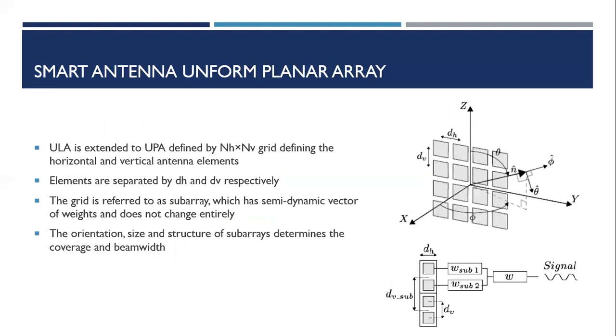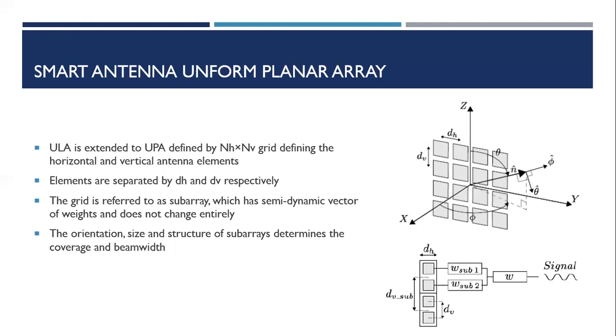Right. Apart from the uniform linear array, we have the uniform planar array. And just like the linear array, we can instead have a grid as well. Here we have an NH by NV grid, where we have NH horizontal elements and NV vertical elements, and they together form this entire grid right here. Each of these elements is separated by a distance of DH and DV in the direction of horizontal and vertical. And similarly, these arrays or grids form a structure which is referred to as sub-arrays.